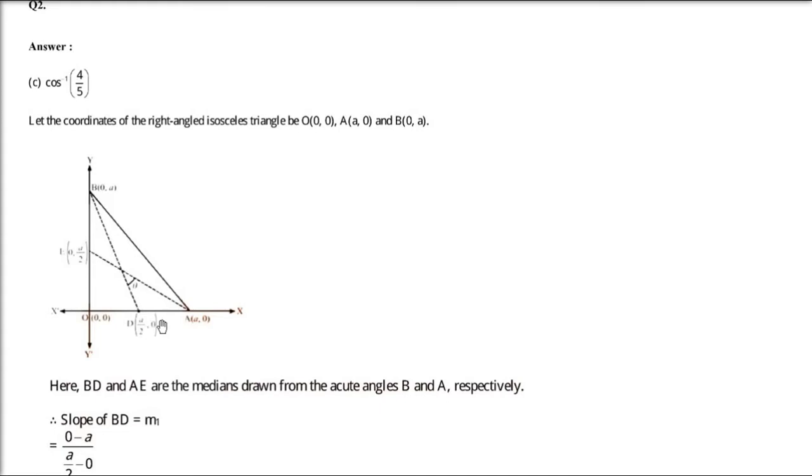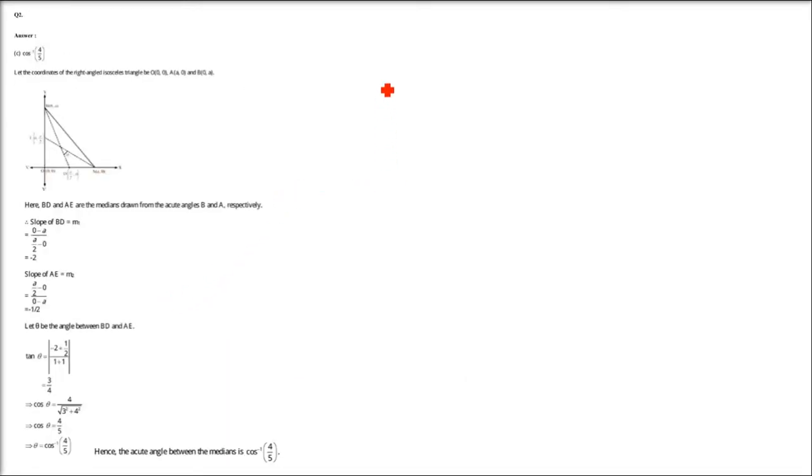From one corner, draw the median to the other side, and the same way from the other corner. So we have these medians to the opposite sides, and they are intersecting somewhere. The angle between these two medians is what we have to find out. Let me just tell you again: we have just taken this coordinate axis to make it easier.